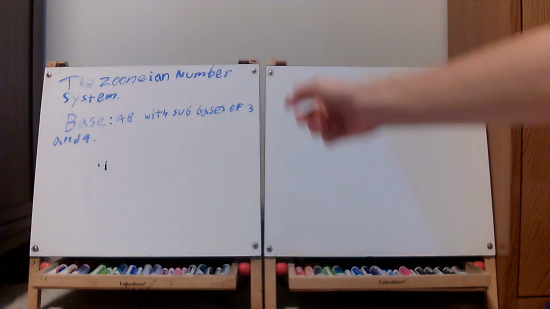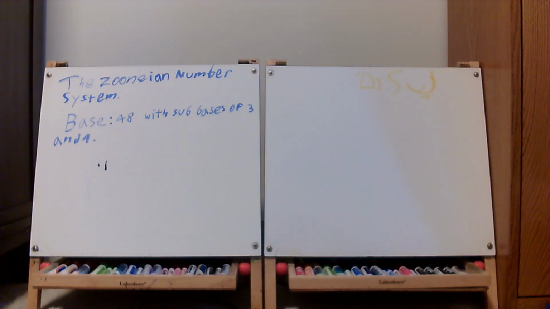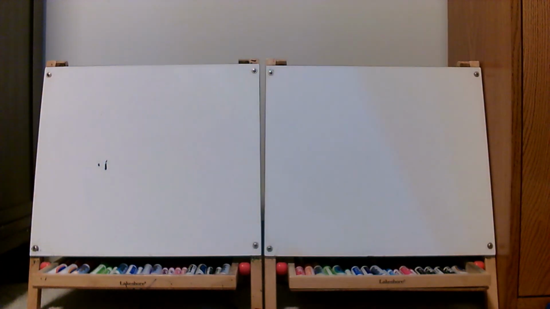I made a number system called the Zooneian number system because I call myself Zoonie6, therefore the Zooneian number system. As I've written, it has a base of 48 with sub-bases of 3 and 4. Two separate sub-bases. There's no like sub-base. But the thing is, you only really need to learn like 5 symbols to use it. So, I'm just gonna share my creation with you now.